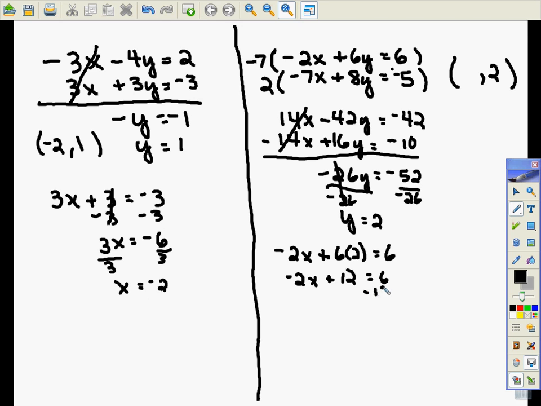I then subtract 12 from both sides. I know you know how to do this already. So I got negative 2x is equal to negative 6. Divide both sides by negative 2. Lo and behold, I know what my solution for x is now. It is a positive 3. So my solution to this system of equations is 3, 2.